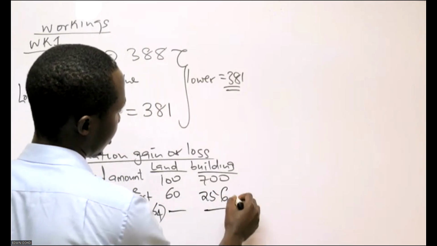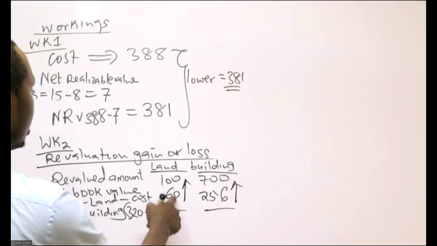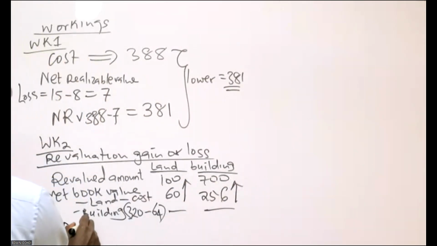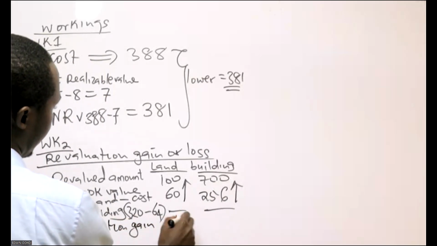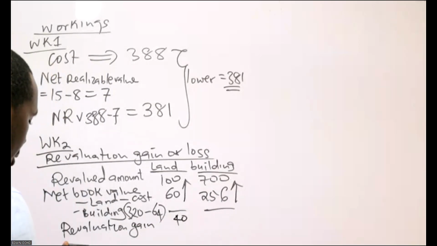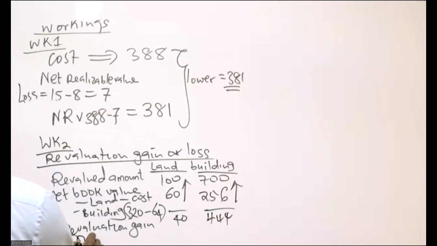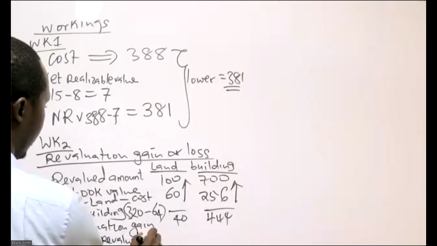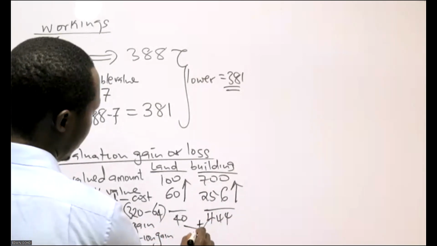So you can see the revaluation is upwards, from 60 to 100, and from 256 to 700. So that is a revaluation gain of 40. 700 minus 256 is 444. So the total revaluation gain is about 484.